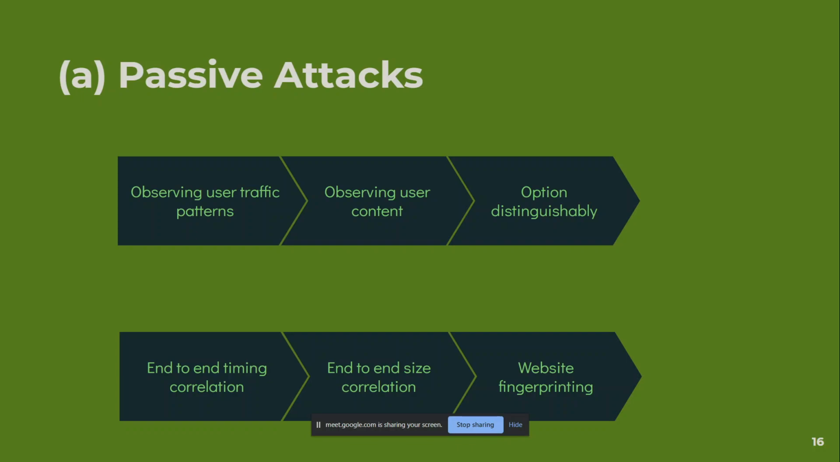And similarly, there's another similar attack that comes under passive attacks, which is the endpoint correlation. What it does is identify the endpoints in a stream, and then packets are counted to make sure that they're equal or not equal.